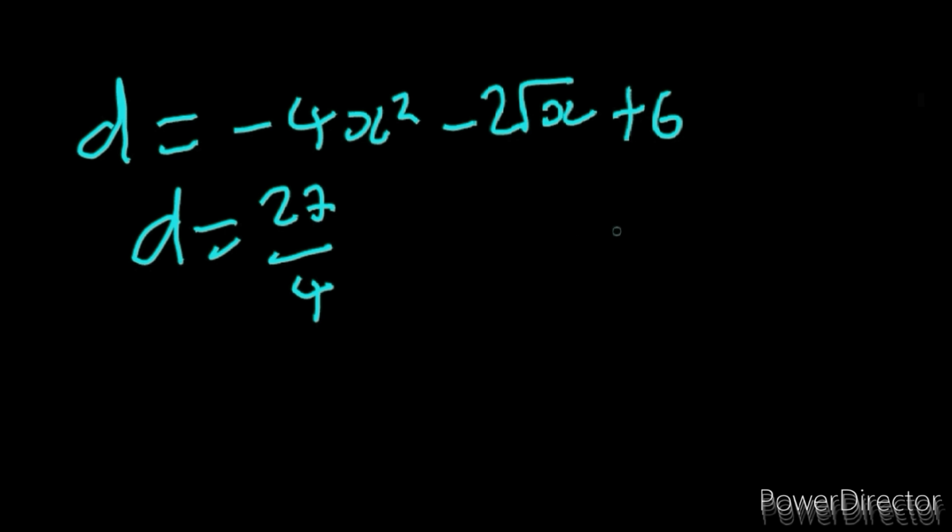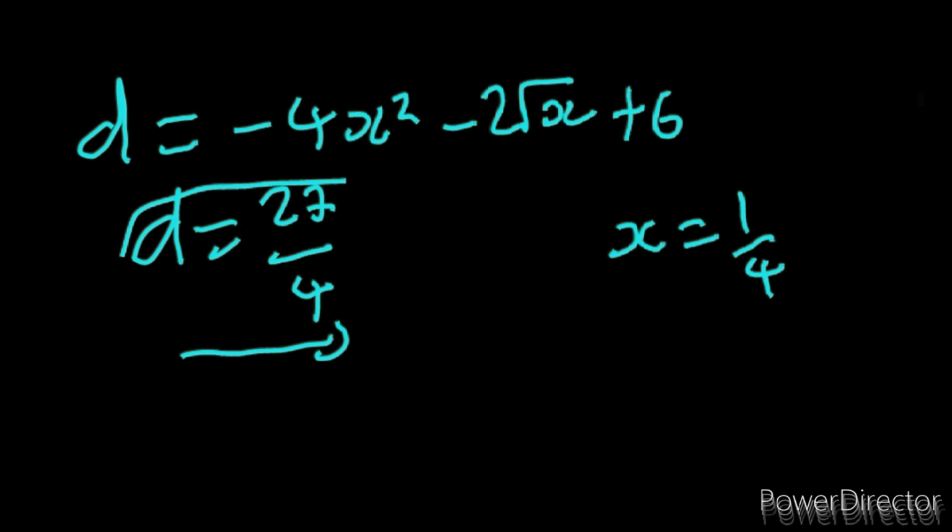Make sure that you know the difference between when they ask you for the x value that gives you the maximum distance and when they ask for the maximum distance. If they ask you for the x value that gives you the maximum distance, your answer stops here. But if they ask for the actual maximum distance, you have to substitute into the original distance formula, and the answer you get is your actual maximum distance. So there we have it.